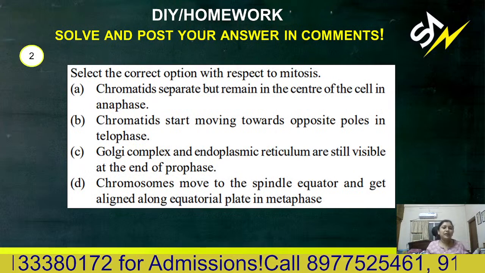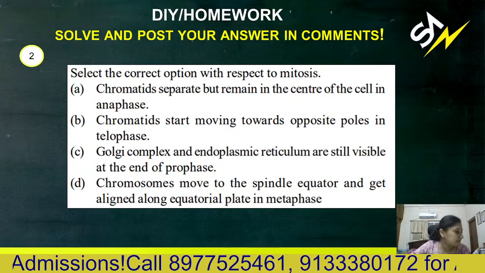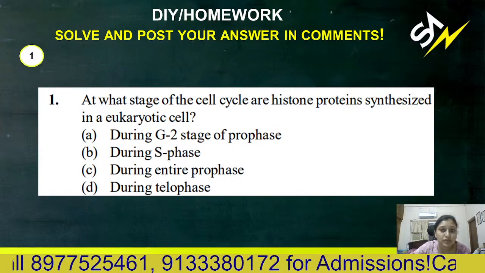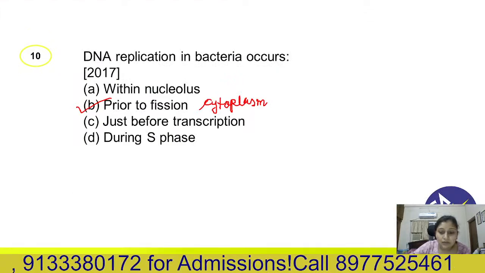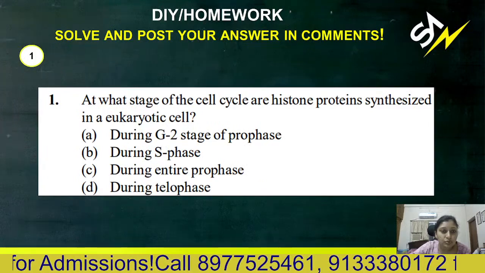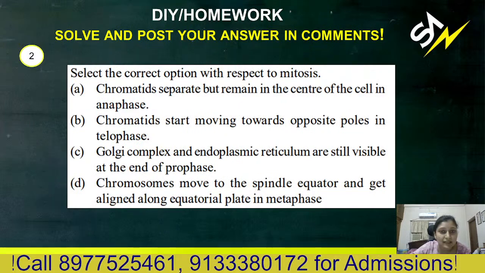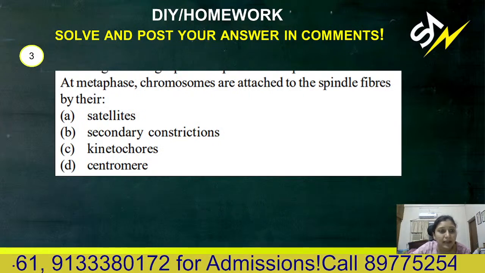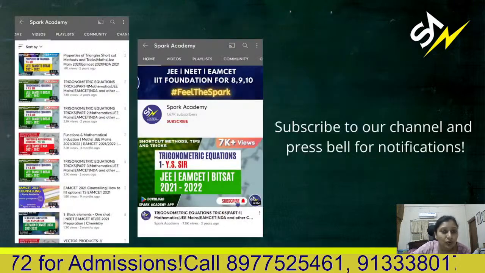Next question, correct option with respect to mitosis. Next question, at what stage of the cell cycle are histone proteins synthesized in eukaryotic cells? Sorry, again I am repeating the question. At what stage of the cell cycle are histone proteins synthesized? Next, select the correct option. In metaphase, chromosomes are attached to the spindle fiber by their satellites, constriction, kinetochores or centromere.